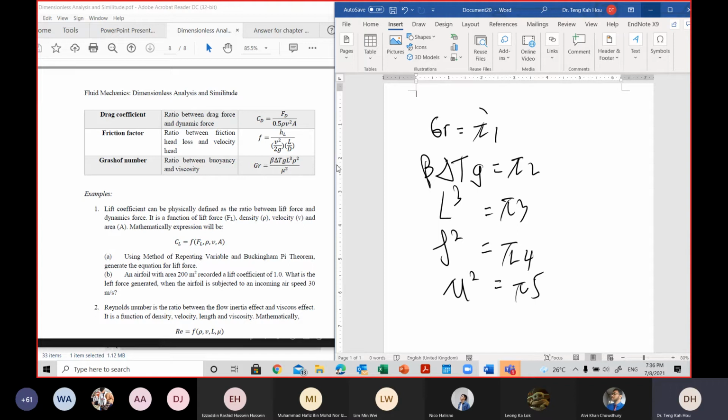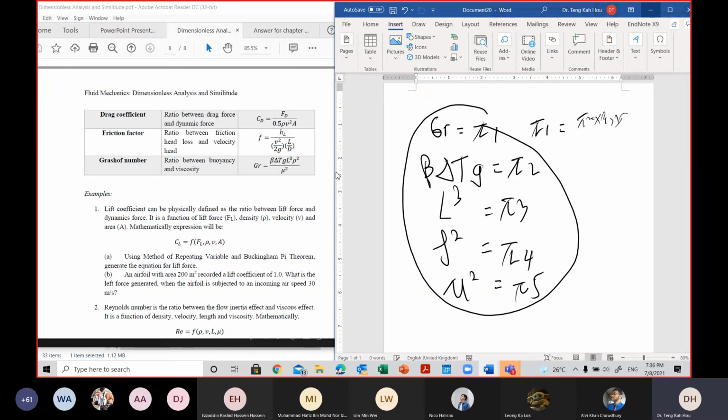How to put them together is based on the final format you have. You just need to prove that my pi1 equals pi2 times pi3 times pi4 divided by pi5. That's my final answer format. How to arrange is purely based on the final format they want. Is that clear?